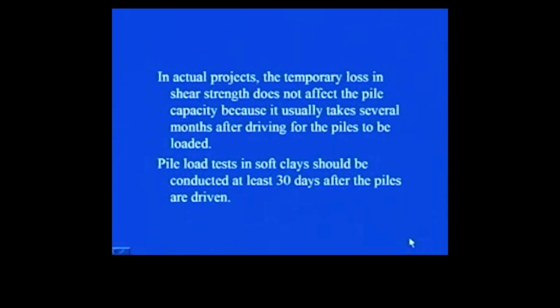Pile load tests in soft clays should be conducted at least 30 days after the piles are driven, such that the piles can develop or fully mobilize the resistance which it is supposed to offer while working under the load which is coming from the superstructure.